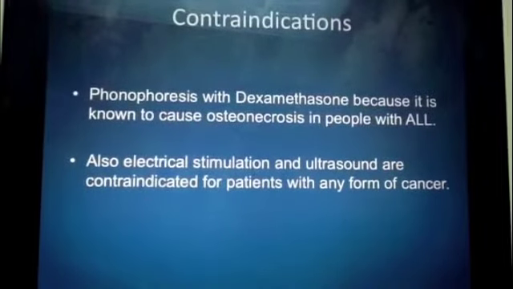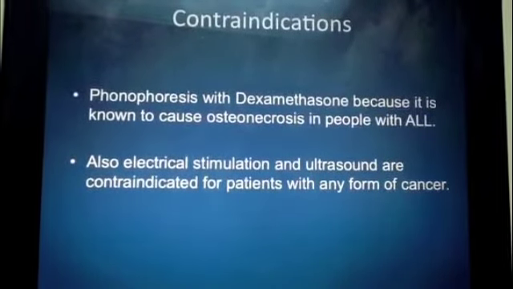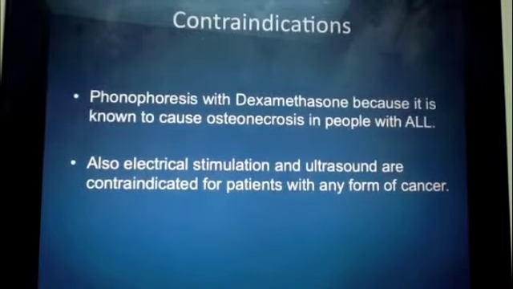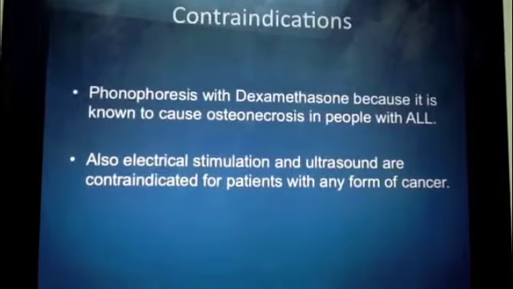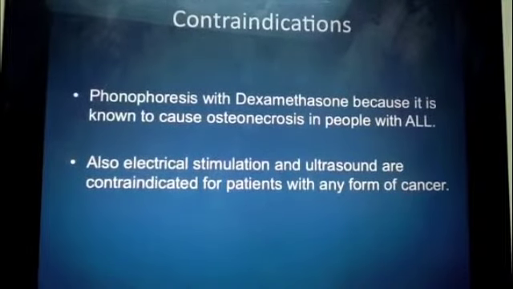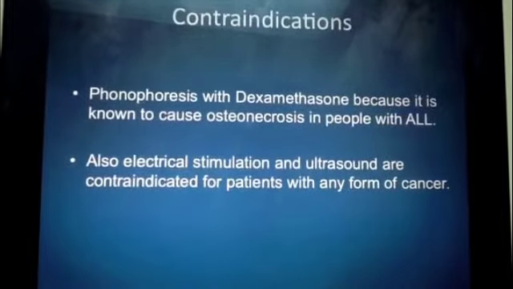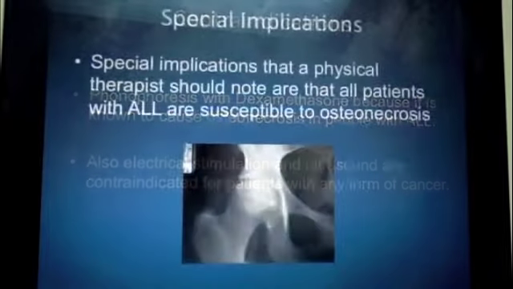Contraindications for PT include phonophoresis with dexamethasone because it is also known to cause osteonecrosis in people. It causes more of a breakdown of the bone, causing even more pain to the patient. Also, E-stim and ultrasound are contraindicated for patients with any form of cancer.